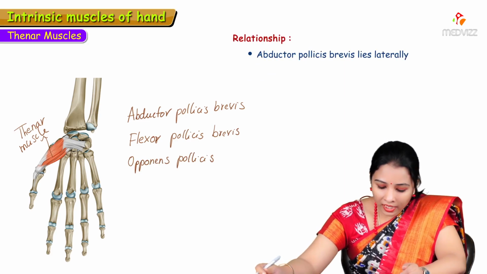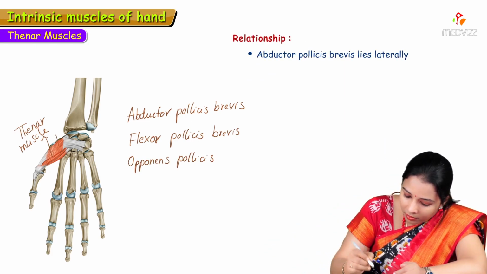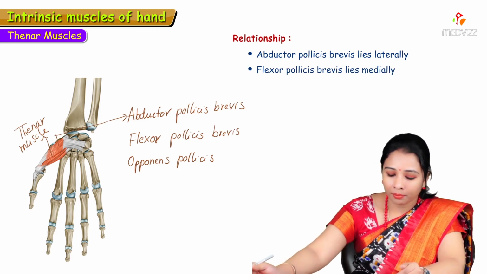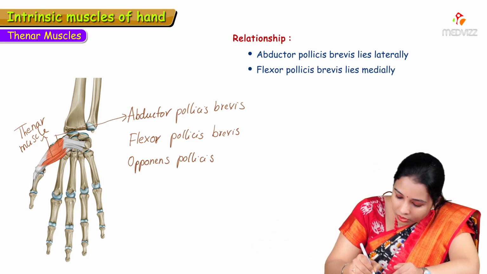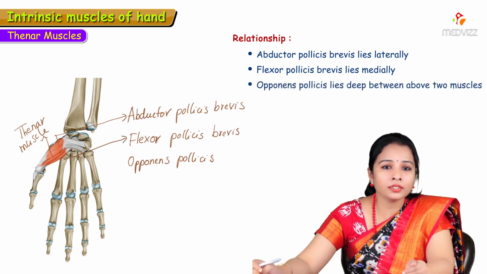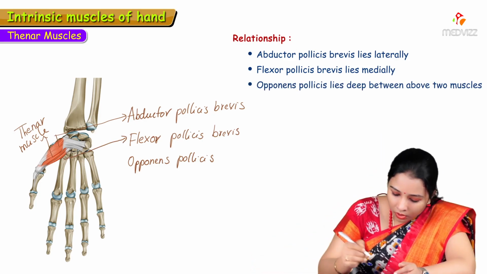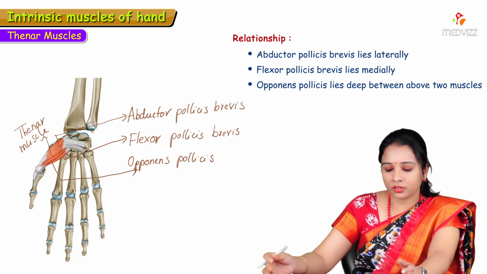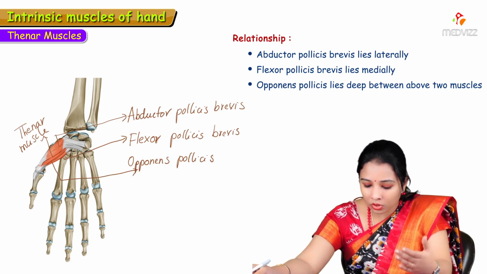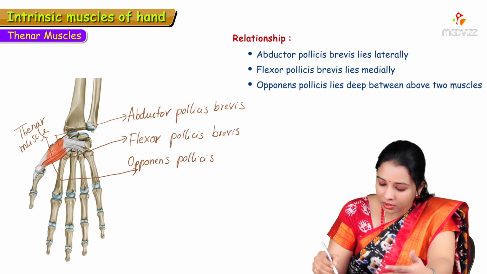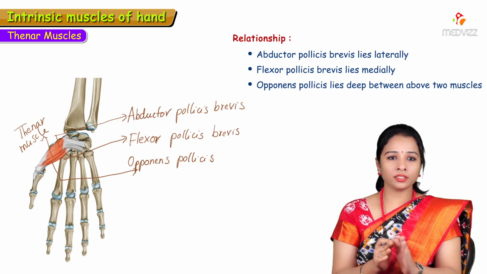Abductor pollicis brevis lies most laterally. So the most lateral muscle what you are seeing here is abductor pollicis brevis. Flexor pollicis brevis lies medially. So the most medial muscle what you see is flexor pollicis brevis. Opponens pollicis lies deep between these 2 muscles. So what is sandwiched in between and partly seen is opponens pollicis. So this is how they are related. Most laterally is abductor pollicis brevis, most medially is flexor pollicis brevis, and opponens pollicis is in between.